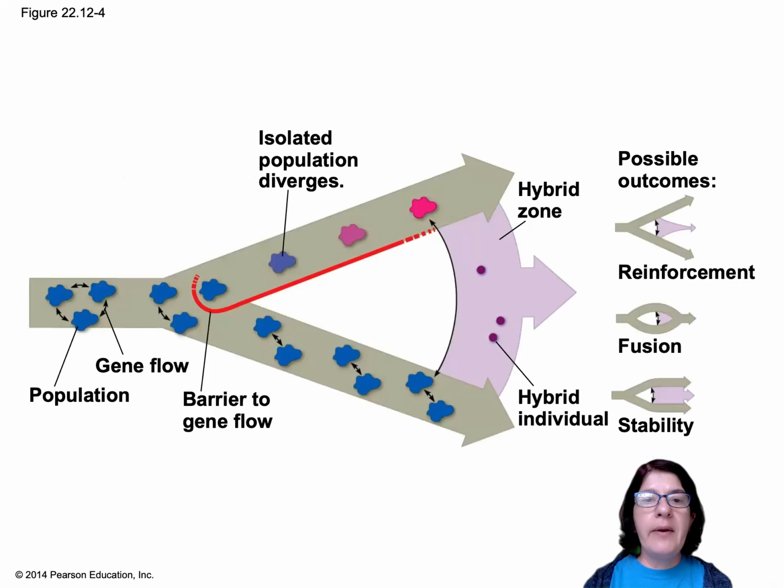Okay, so here's an example. Gene flow in a population, there's a barrier to gene flow, whatever that barrier is, whether it's geographic or not, and you end up with two species. In the hybrid zones, these two species can mate. The possible outcomes are reinforcement, where they remain two different species, fusion, which means they are back to one species, or stability. So the two species are still two species, but they're closely related. The difference between stability and reinforcement is that in stability, they're still closely related, and in reinforcement, they are further diverging from each other.